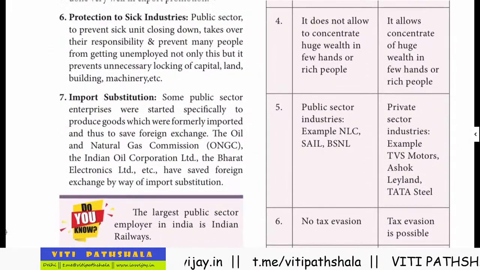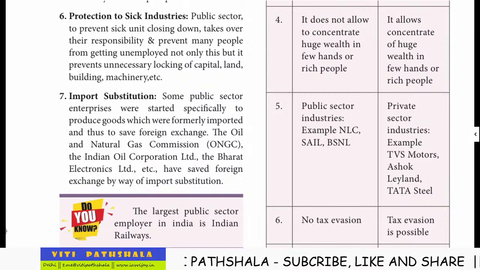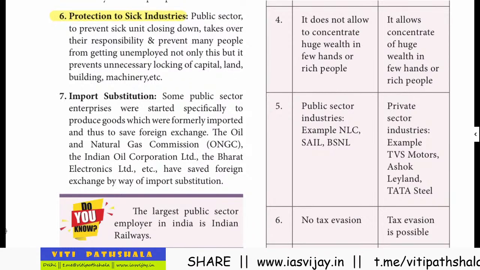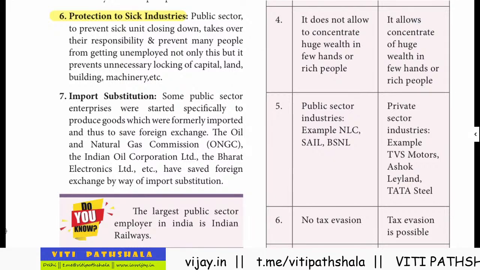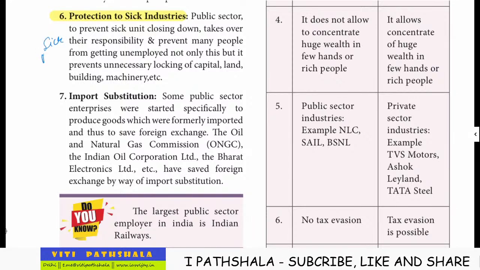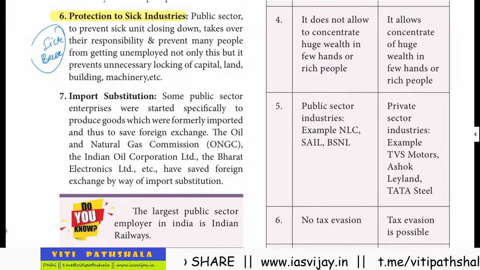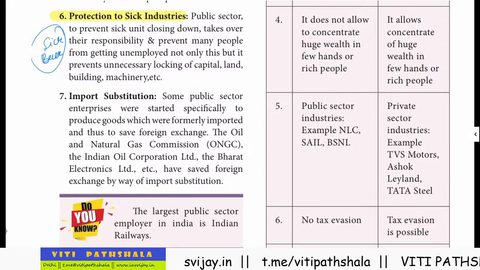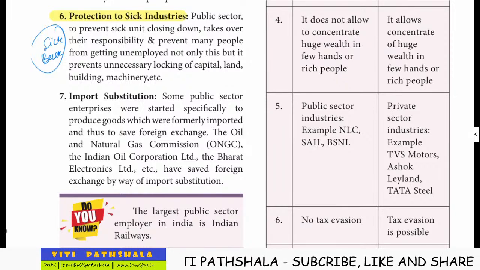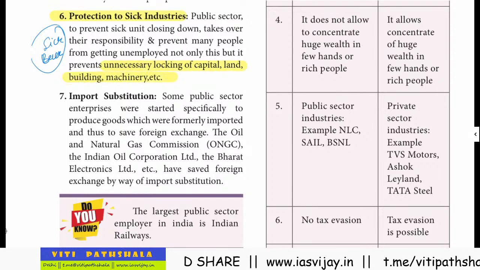Then comes the protection of sick industries. So there are some sick industries, and it is the role or the objective of the government to protect them. Public sector, to prevent the sick unit from closing down, takes over their responsibility. For example, a sick private bank, then the control of that bank has to be taken by the government to make it feasible. Now, to prevent the sick unit from closing down, it takes over their responsibility and prevents many people from becoming unemployed. Not only this, but it prevents the unnecessary locking of capital, land, building, machinery, etc.